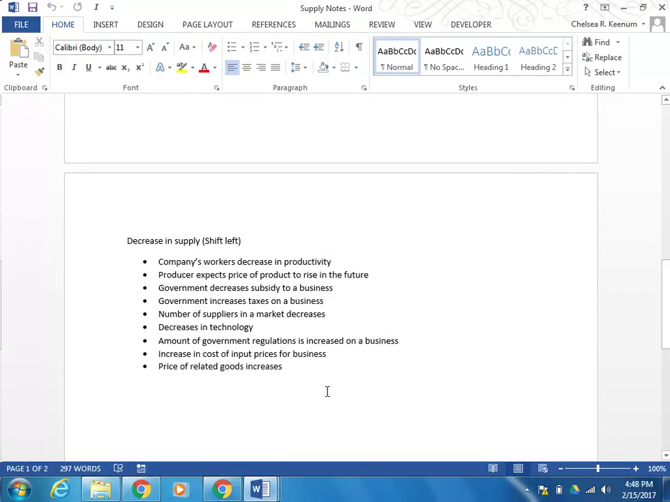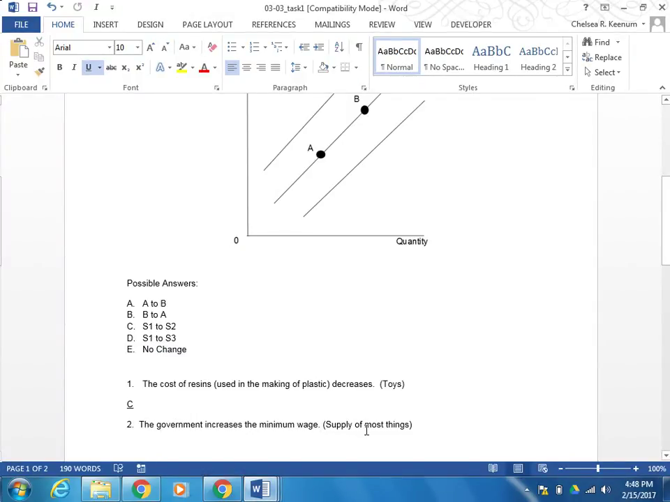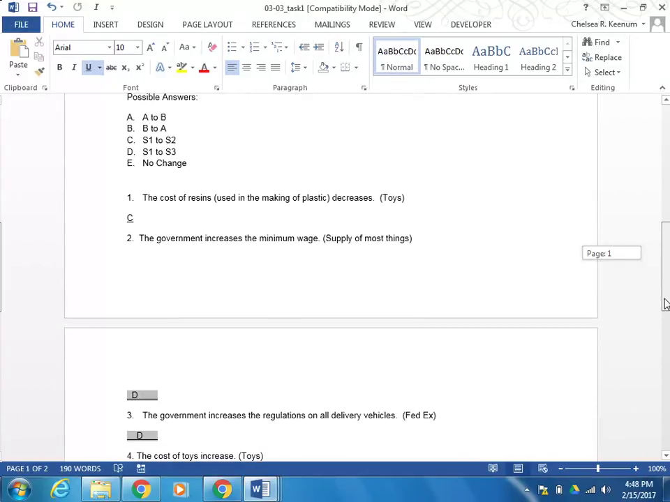Okay, the Mattel Toy Company has a 2-for-1 sale on its toys. What happens to toys? That's going to be B. The price decreases. So you go from B to A on that supply curve. And the reason for that is because now you're getting 2 for 1. Where originally one toy was $10, now I can get 2 toys for $10, which is basically saying that they're $5 a piece. So the price is decreased.